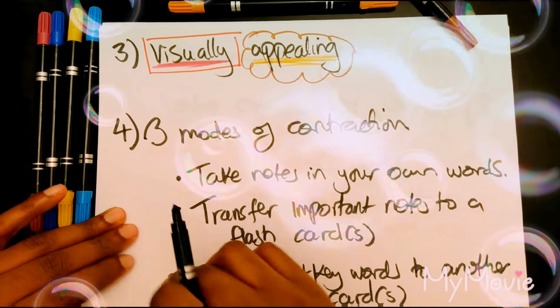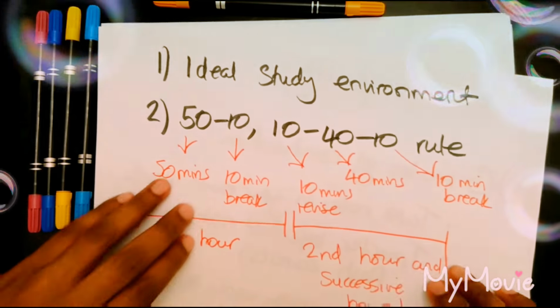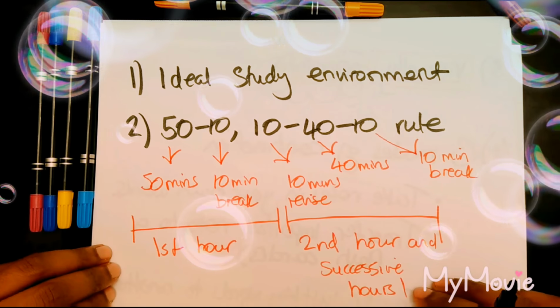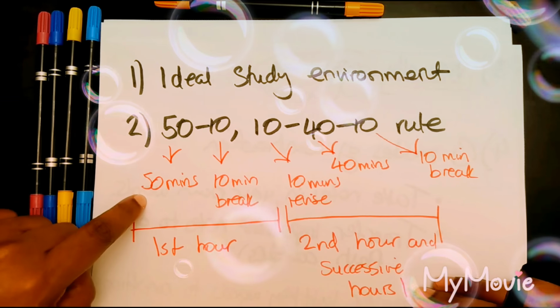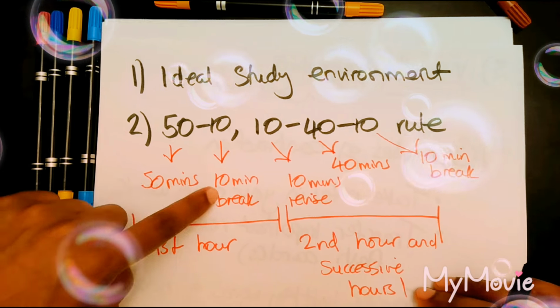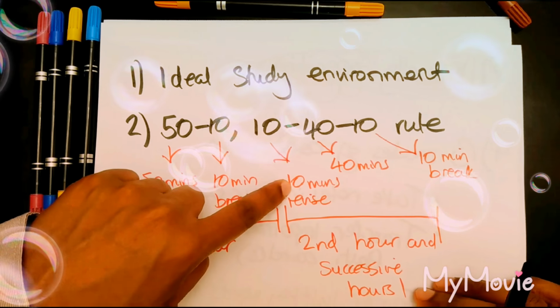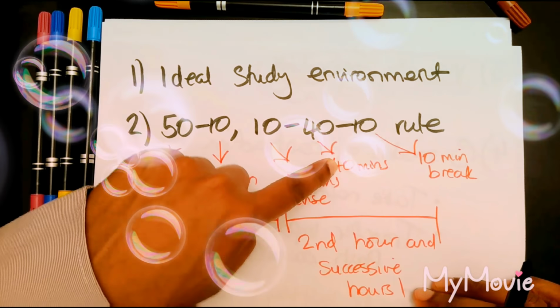So just to summarize how I revise: number 1, find that ideal study environment. Number 2, utilize the 50, 10, 10, 40, 10 rule. For the first hour, it will make up a 50-minute study and a 10-minute break. You'll then have a 10-minute revision session, a 40-minute study, and another 10-minute break.